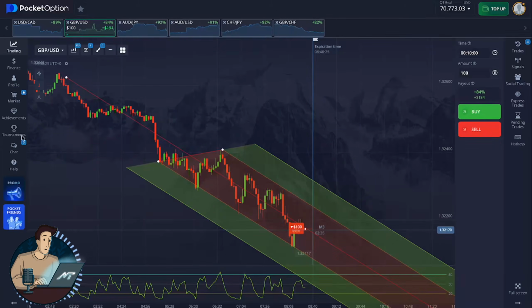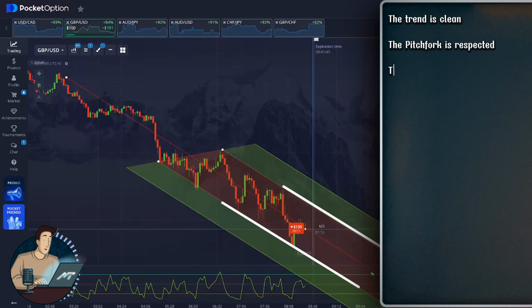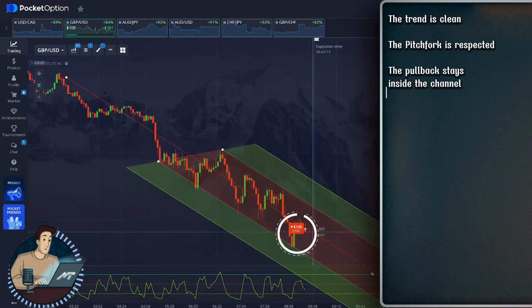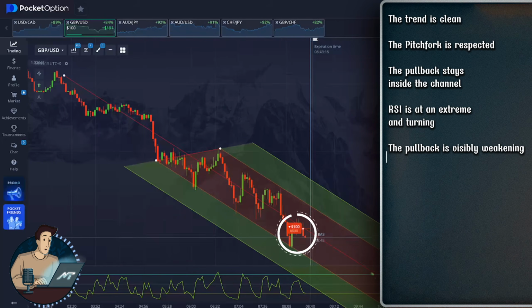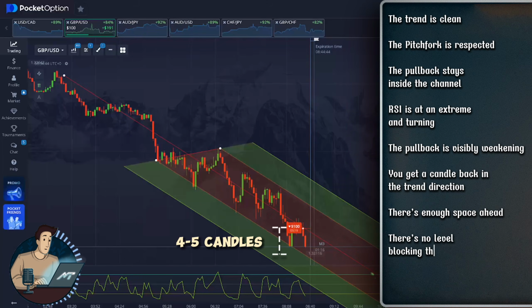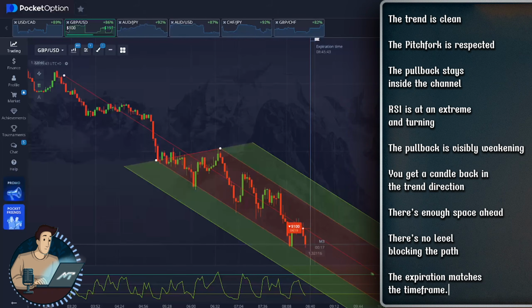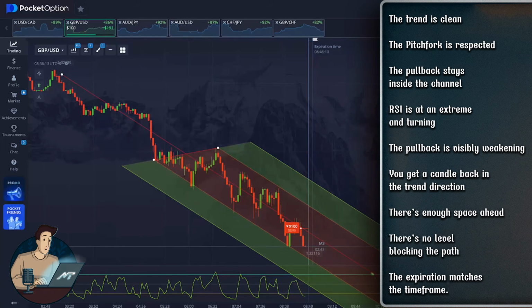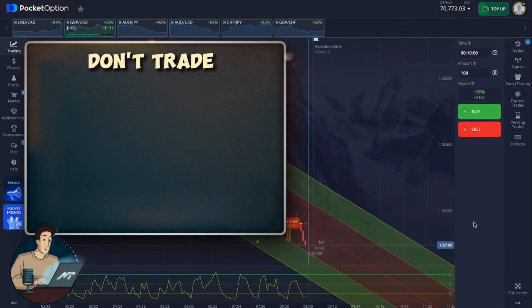And here's the idea. You enter only when everything lines up. The trend is clean, the pitchfork is respected, the pullback stays inside the channel, RSI is at an extreme and turning, the pullback is visibly weakening, you get a candle back in the trend direction, there's enough space ahead, there's no level blocking the path, and the expiration matches the time frame. If even one part is missing, don't force it.